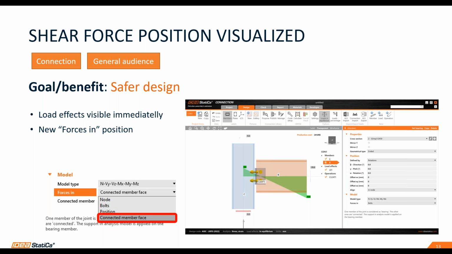Now we added the fourth one. It can be on the connected member face, but what's more, you will see the position of the force, or the course of the bending moment caused by this shear force, immediately. So it's not related to a specific load effect. It is visible immediately.